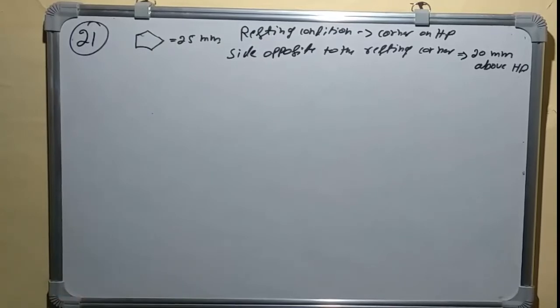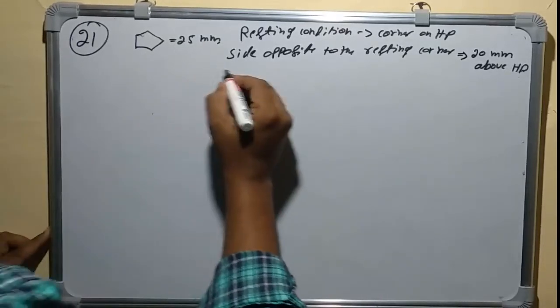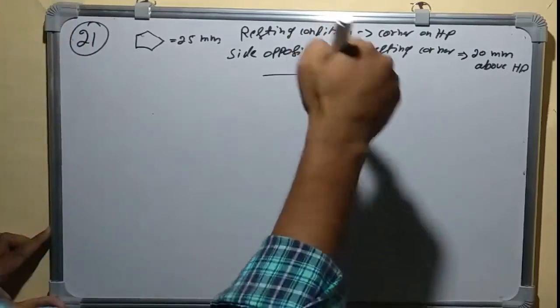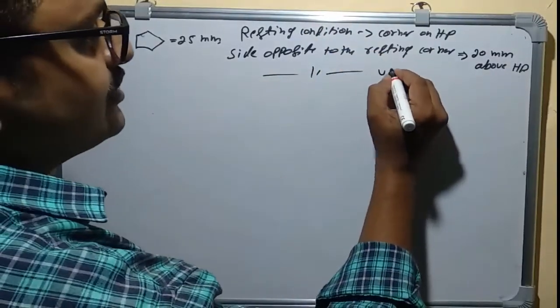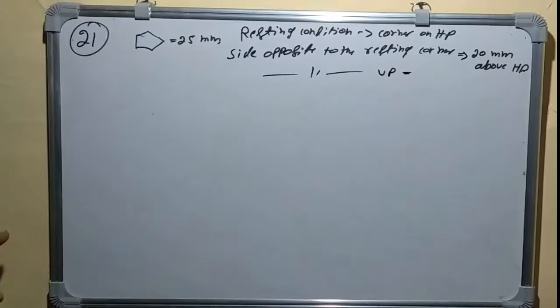And the last is the VP inclination we have to check. Here the same side is inclined to VP at 45 degrees. That means the side opposite to the corner is inclined to VP at the given angle of 45 degrees.